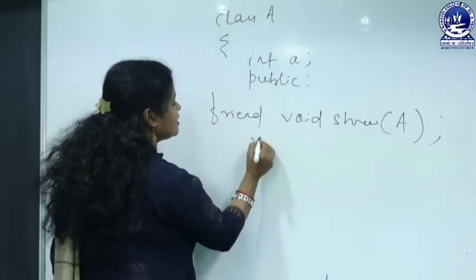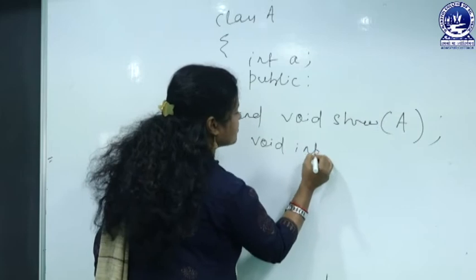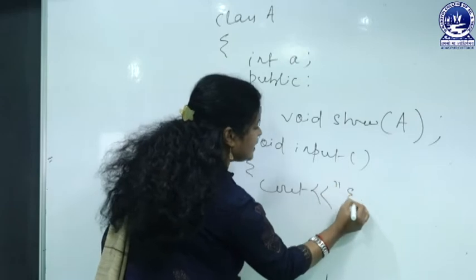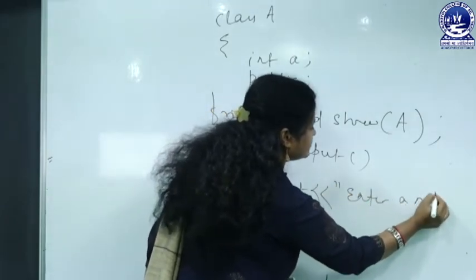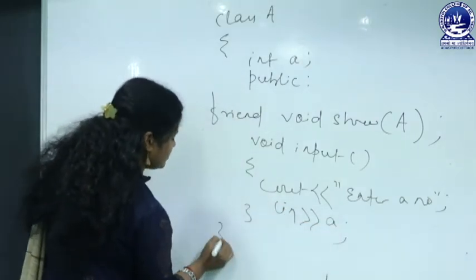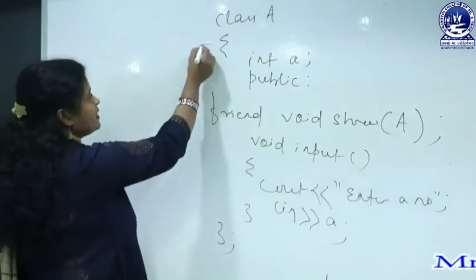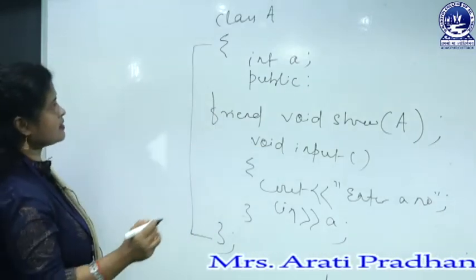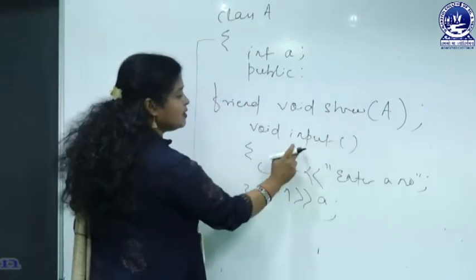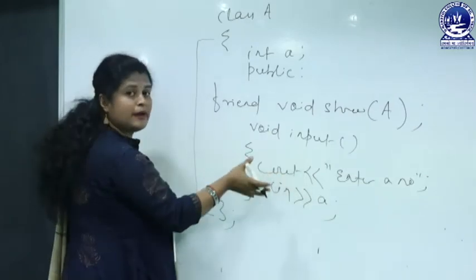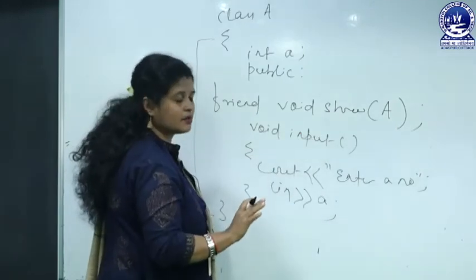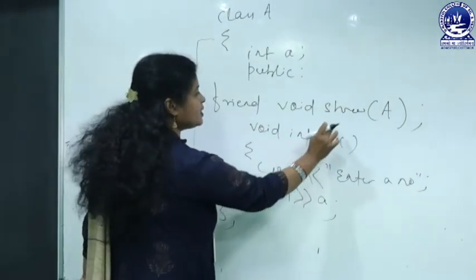And here I am writing void input. In the void input method, I am writing cout, enter a number, cin a. Then the closing brace of the class. Suppose it is a very simple class. Here I have used one variable, and in the public part one input method. Input is the member function of this class, but sow is the friend function of this class. This is the difference between input and sow.